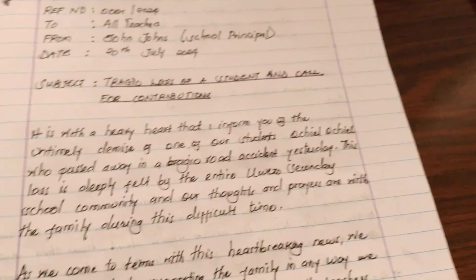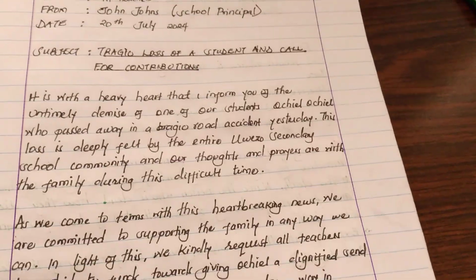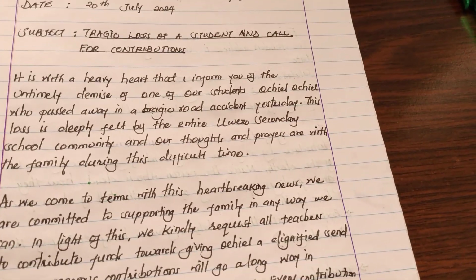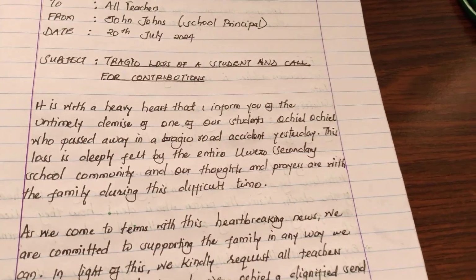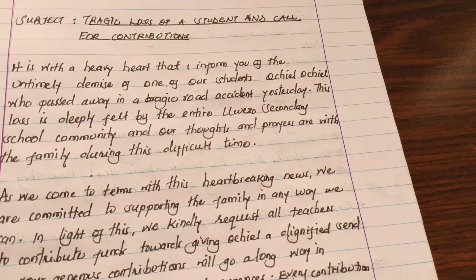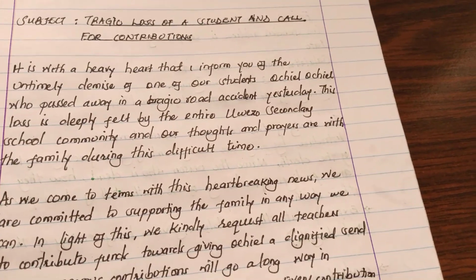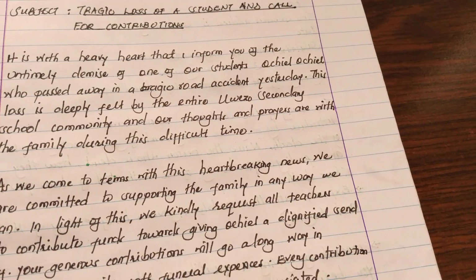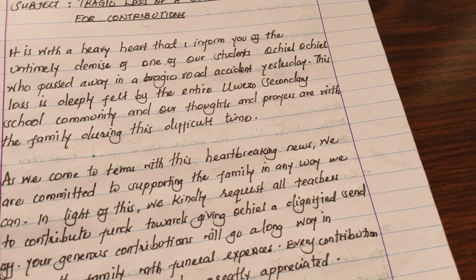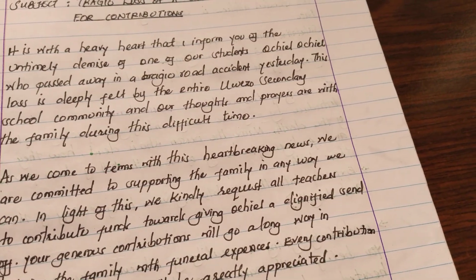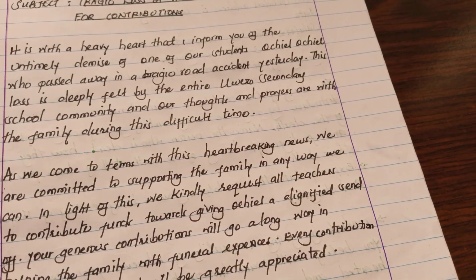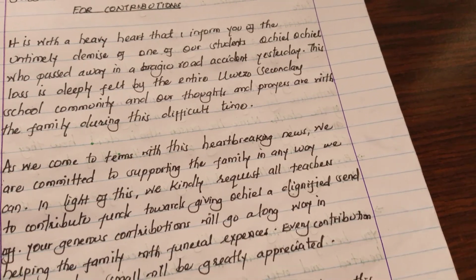Now, we go to the body of the letter. Remember, three paragraphs are enough for this. It is with a heavy heart that I inform you of the untimely demise of one of our students, Ochel, who passed away in a tragic road accident yesterday. This loss is deeply felt by the entire Uwezo Secondary School community, and our thoughts and prayers are with the family during this difficult time.